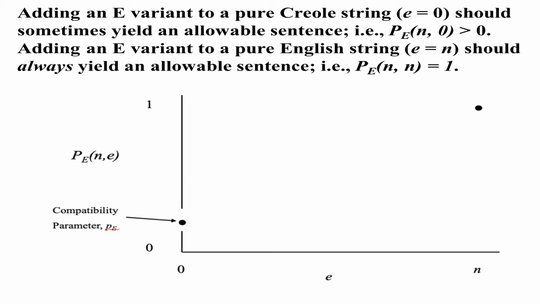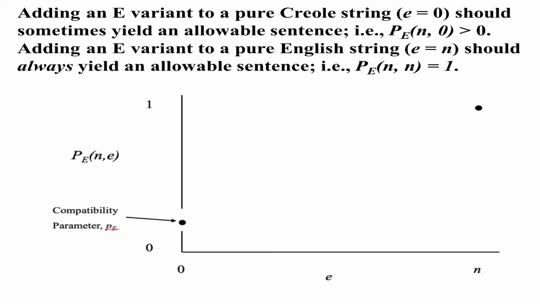They're compatible. They can co-occur. So that's why I use the word compatible. And then if you have a string of length n and E, all of which is a pure English string, and you add an English variant, you're going to still have an allowable thing. So this probability, when E is n, must be 1.